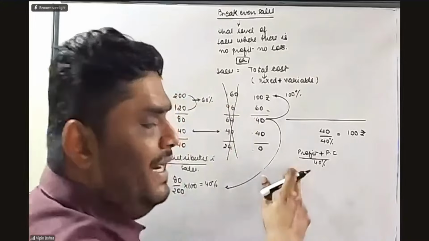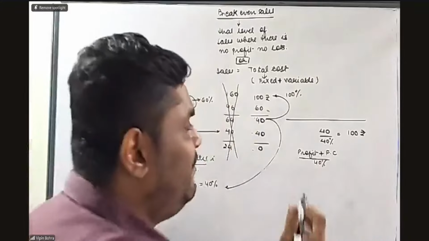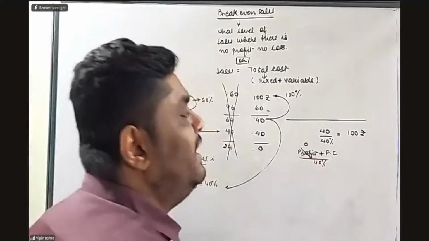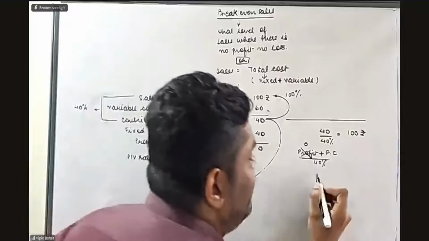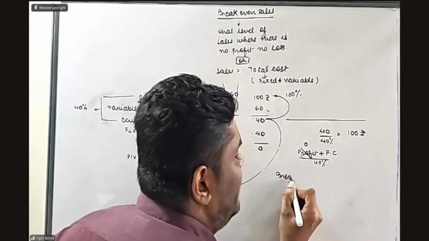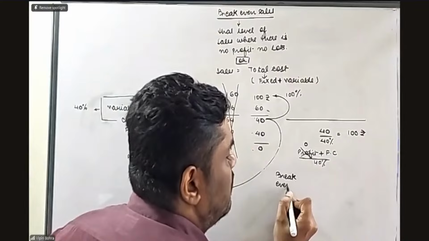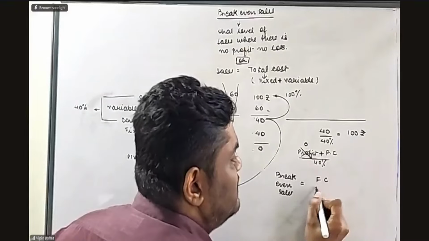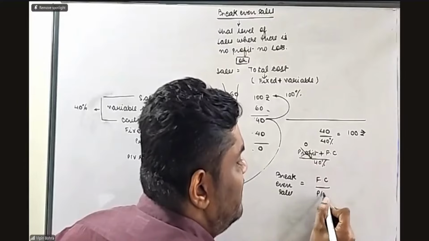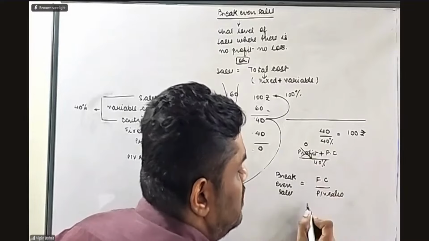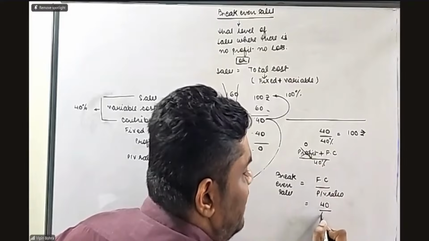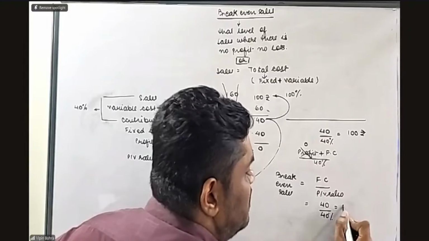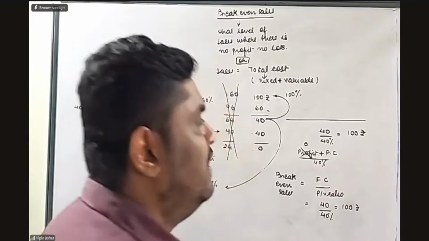Now, as I said, at break-even sales, my profit is what? 0. So no need to write 0. So straight away, if you want to calculate break-even sales, you can say fixed cost divided by PV ratio. So my fixed cost is 40, my PV ratio is 40%. So how much will be my break-even sales? 100 rupees.